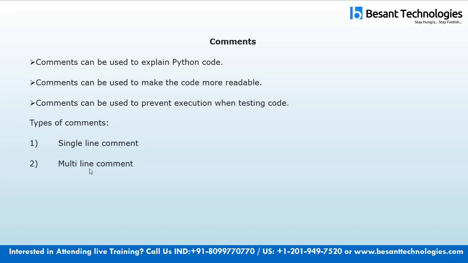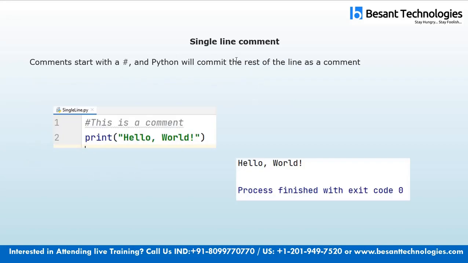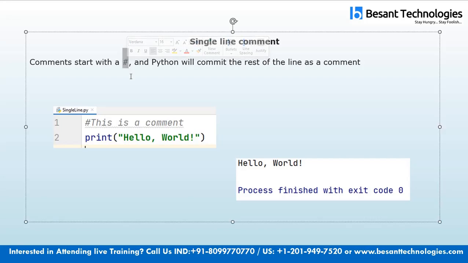One is single line comment. The next one is multi-line comment. So first one, single line comment. What is the symbol for single line comment? Hash. Comments start with a hash, which means Python will ignore the rest of the line as a comment.